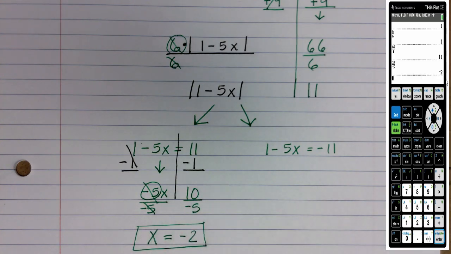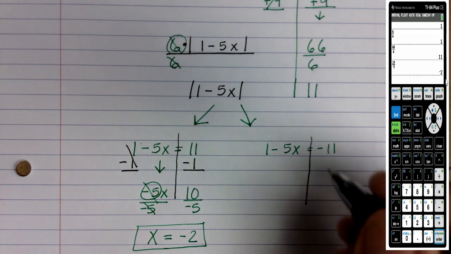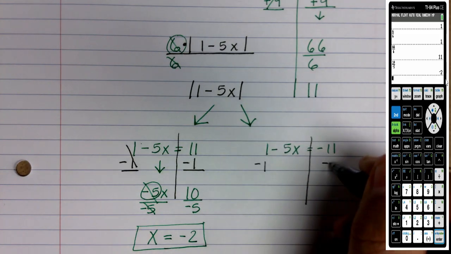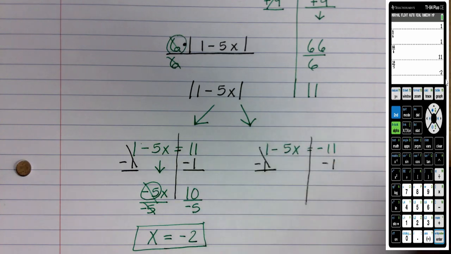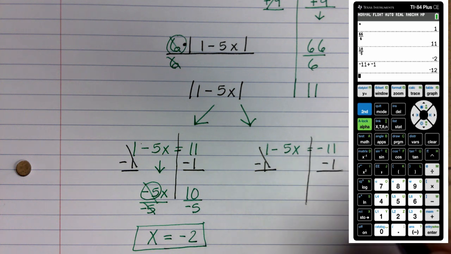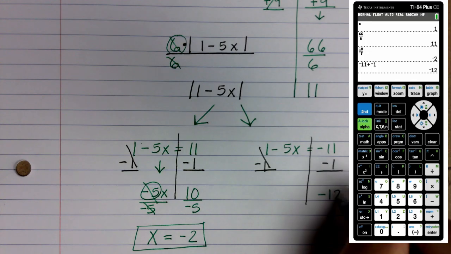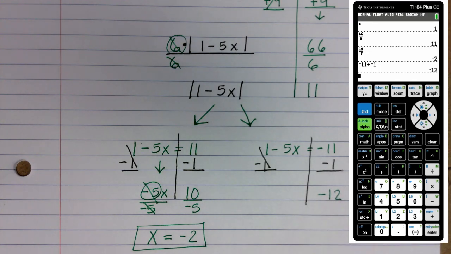Now I'm going to do this problem over here on the right using the same method. So I'll go ahead and subtract 1 from both sides. Now here I have negative 11 plus negative 1. So I'm going to put that in the calculator. Negative 11 plus negative 1. Now notice when I took negative 11 and added it to negative 1, it actually gave me negative 12 in the calculator. So I'm going to write that answer, negative 12.